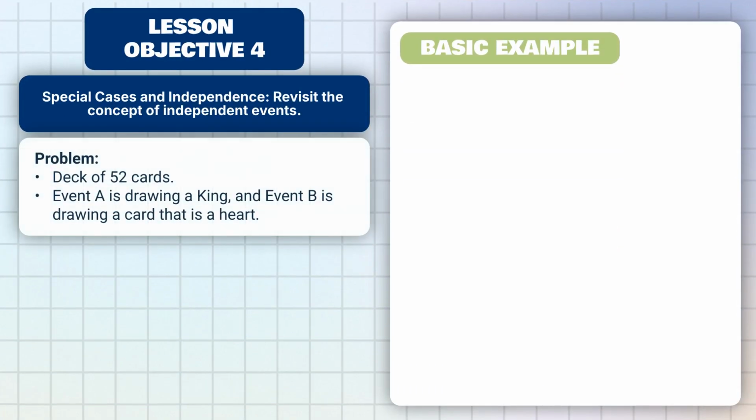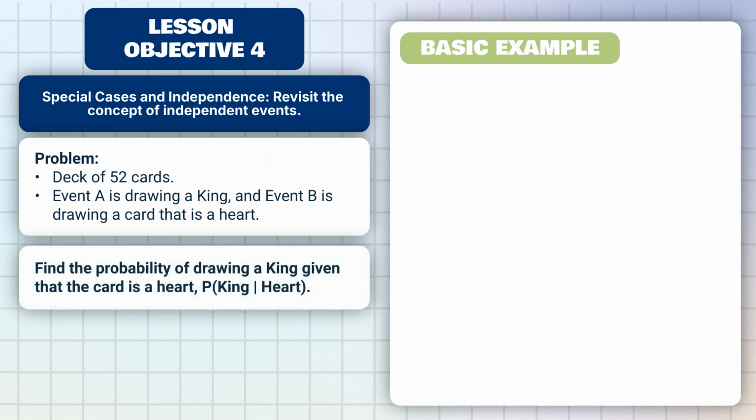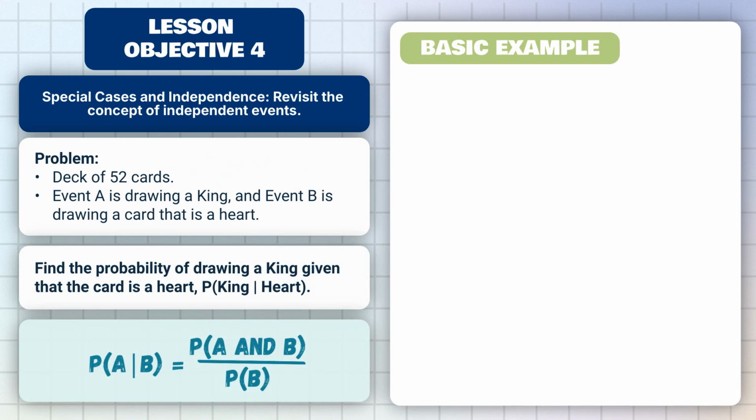Suppose we have a deck of 52 cards. Event A is drawing a king and event B is drawing a card that is a heart. Let's find the probability of drawing a king given that the card is a heart using the conditional probability formula.